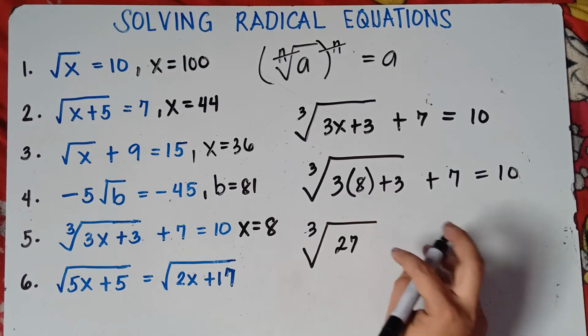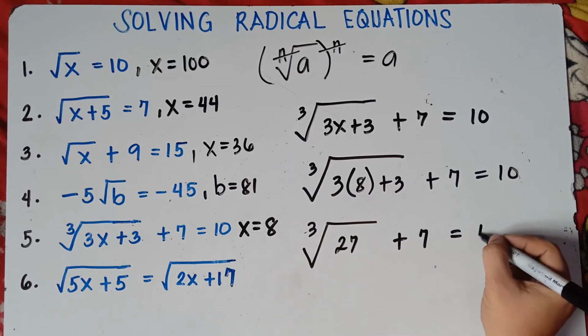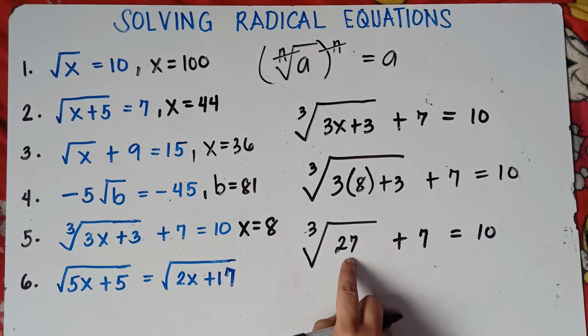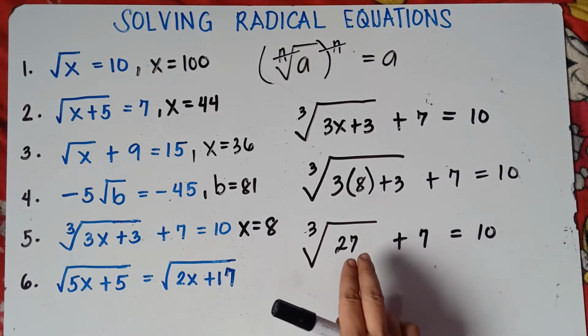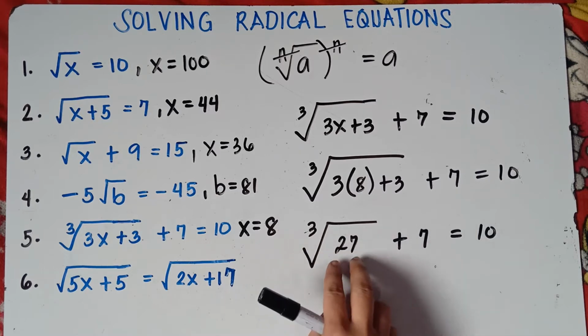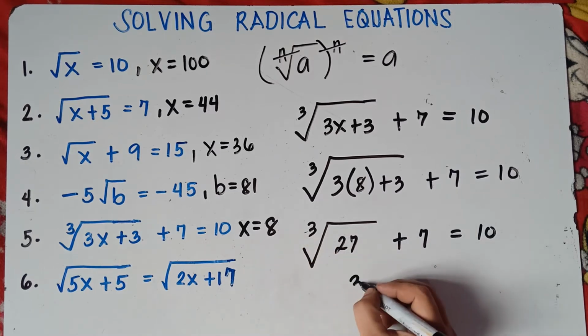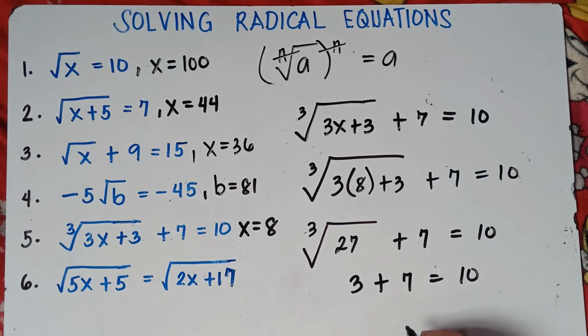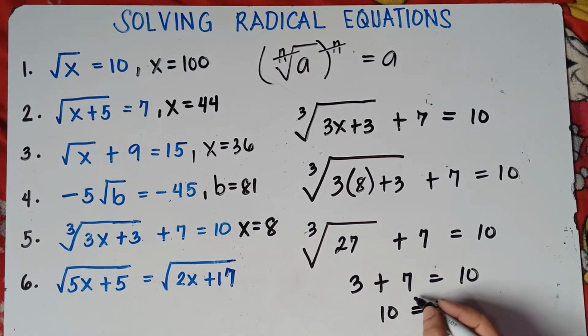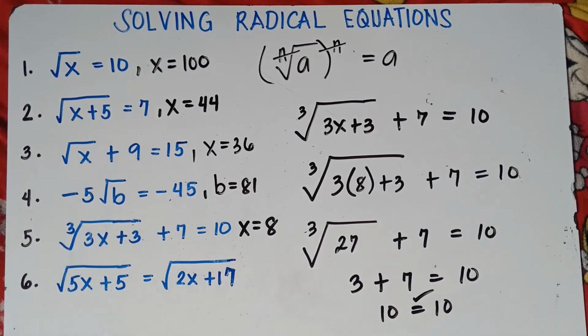Okay, cube root of 27 plus 7 equals 10. So the cube root of 27, you think of a number that when you multiply it 3 times, you will get 27. That would be 3. Plus 7 equals 10. So 3 plus 7, that would be 10, equals 10. Therefore, our answer is correct, that x is equal to 8. Alright, so we're done with number 5.